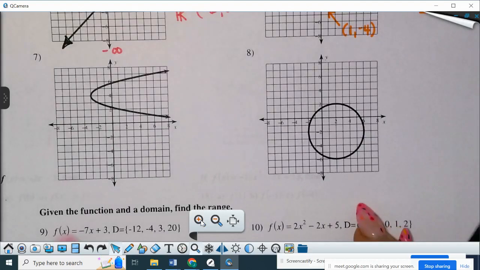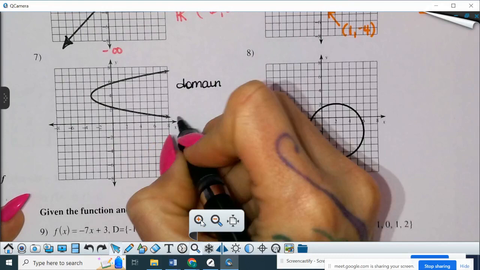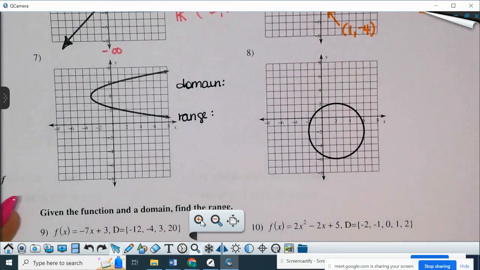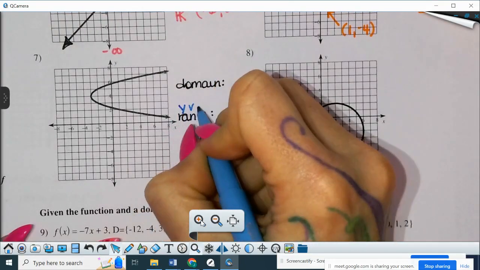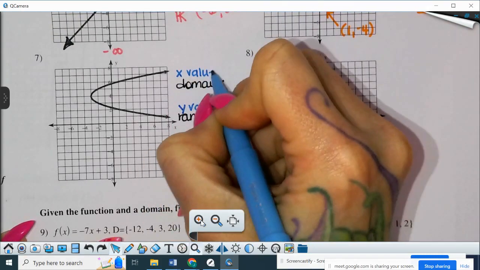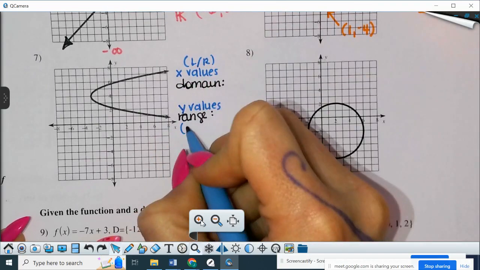So looking at number 7, we're going to think domain, range. All right, trick question. Range, x values or y values? Yes, good job. Y values. So range is y values. Domain is x values. So domain is left, right. Range is up, down.